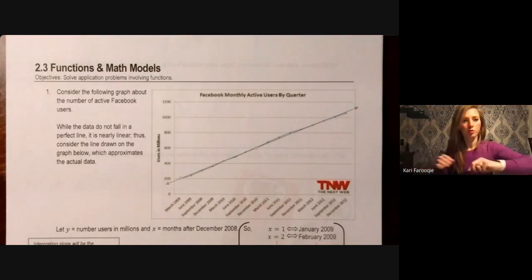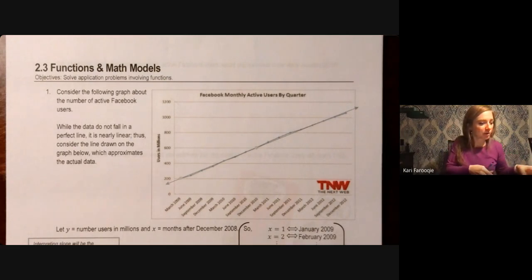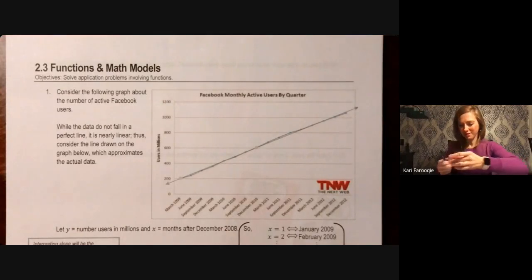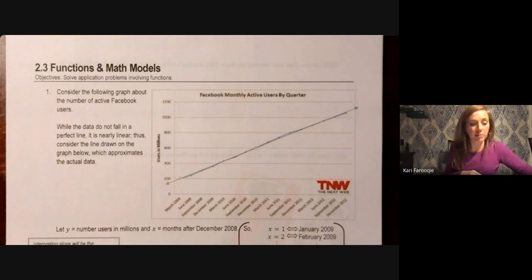All right, 2.3 is all about functions and math models. So we're going to be working on some applications here, also known as word problems. But bear in mind, these are the type of applications we're only going to be doing with algebra today. You're going to be seeing a lot of these same concepts in later chapters, but using calculus. So today, again, just still laying that foundation.